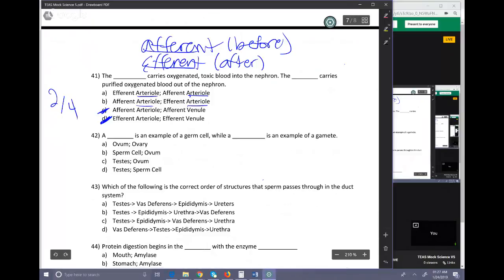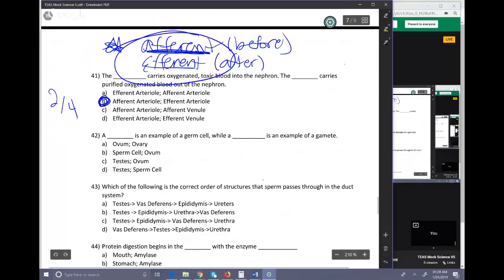Then we need to determine where do we want the word afferent and where do we want efferent. We can assume based on their word meanings that afferent is on the way into the nephron. It's the entrance at the beginning of the nephron, and efferent is on its way out of the nephron after the nephron. So we want afferent to be toxic, and we want efferent to be purified, and that's going to be B. I have not probably asked you a question quite like that before, and you probably won't see a question quite like that on the test.